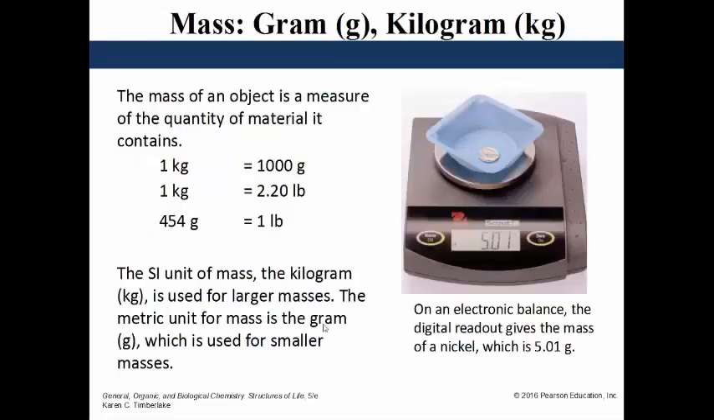Alright, when we talk about mass, we'll be using the gram or the kilogram. Now, the mass of an object is its measure of quantity of stuff that it has, the quantity of material that's found inside that object. 1 kilogram is the same thing as 1,000 grams, because a kilo always means 1,000. So this word will literally break down into 1,000 grams, kilograms. 1 kilogram is also the same thing as 2.2 pounds. And 1 pound is the same thing as 454 grams.